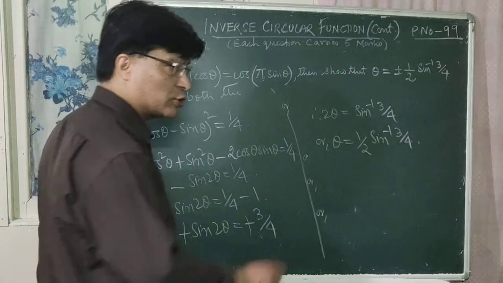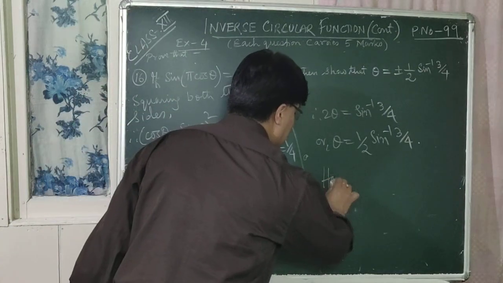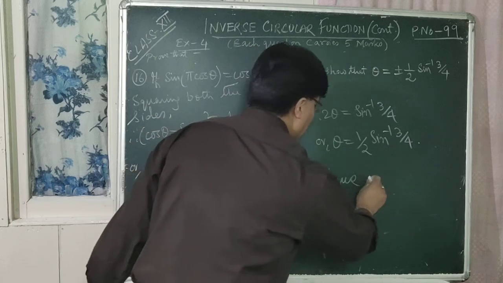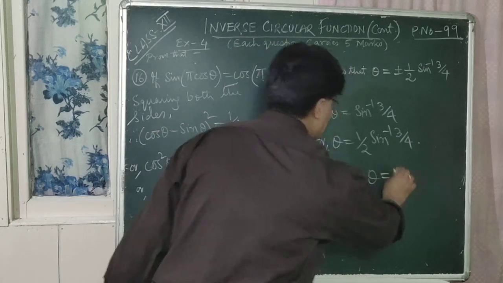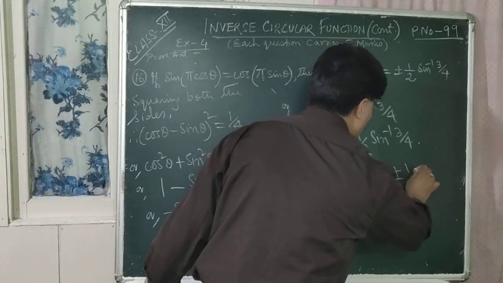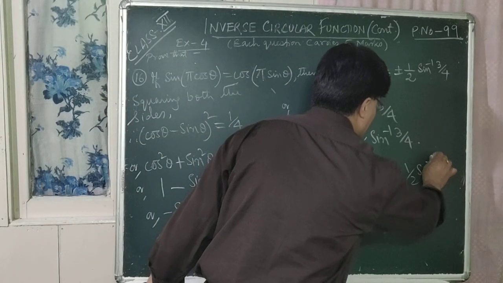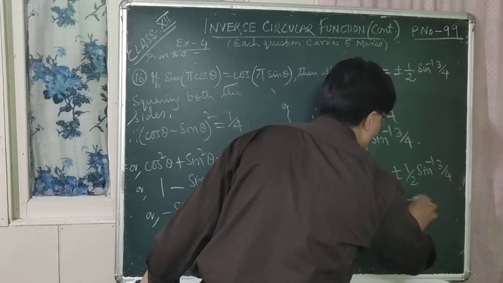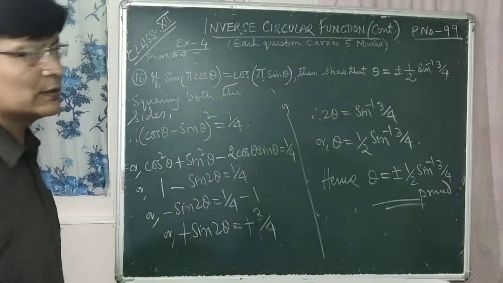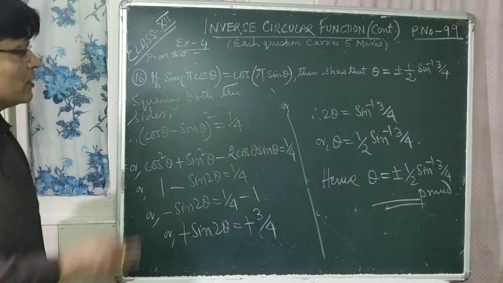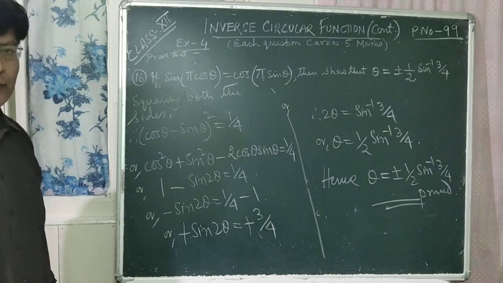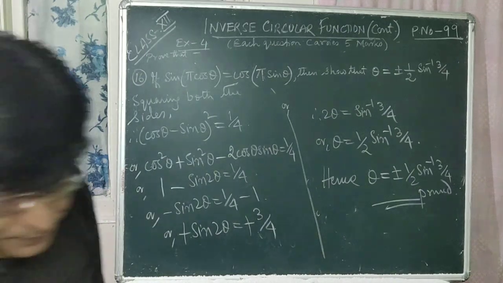So combining these two, what can you write? Hence theta is equal to, combine these two, you will write plus minus half sine inverse 3/4. So it is proved. So we have proved the required result. Okay, so I think you have understood the simplification, so you can practice it at home. So we'll do the next question, right?